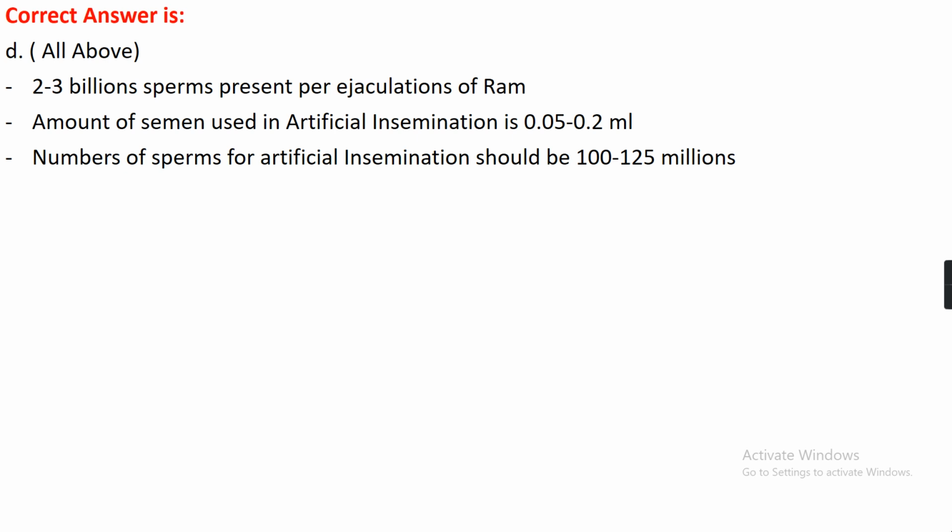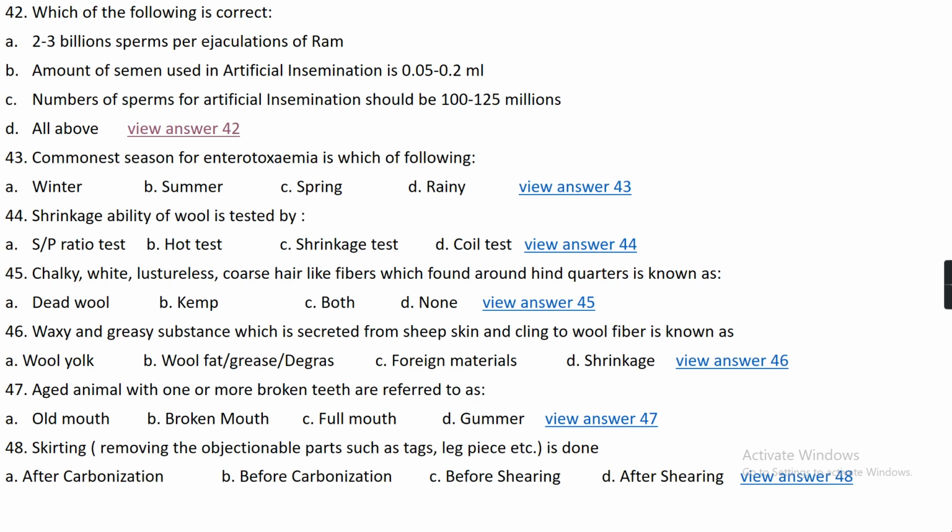2 to 3 billion sperm are present per ejaculation of ram, and the amount of semen used in artificial insemination is 0.05 to 0.2 ml, and the number of sperm needed should be 100 to 125 million for artificial insemination. Okay.